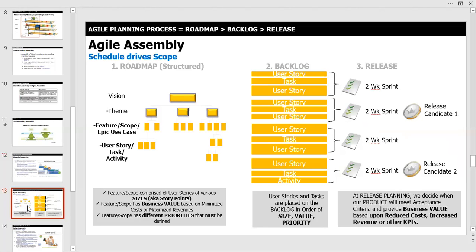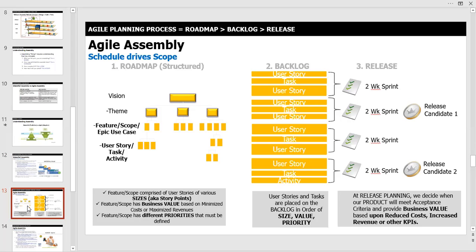Those are your deliverables. And then out of those deliverables, you would have transactional activities in the form of, let's say, user stories or tasks or activities. So feature scope, comprised of user stories of various sizes based on story points. Feature scope has a business value based on either minimize costs or maximize revenue, and feature scope has different priorities that must be defined.